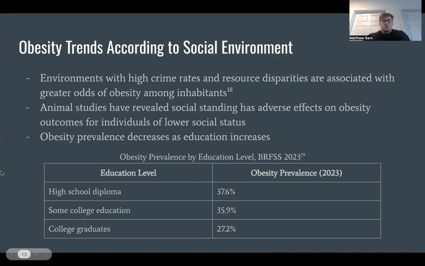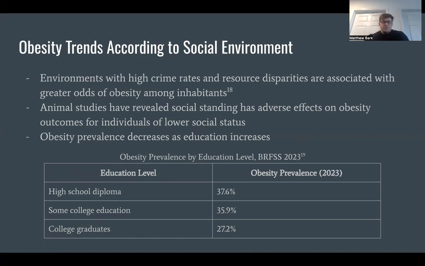In terms of social risks to obesity, obesity rates have been consistently elevated in areas with higher crime rates. These are typically the same communities experiencing deprivation, resource disparities, food shortages, and other problems, which exacerbate financial difficulties among families in obtaining healthy food options.